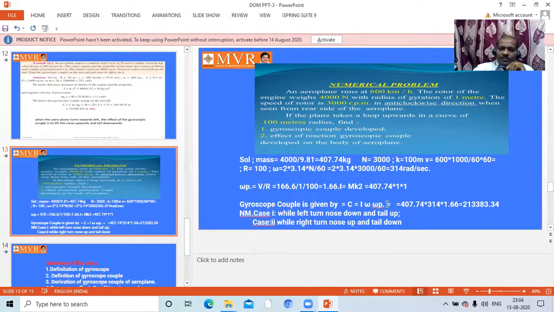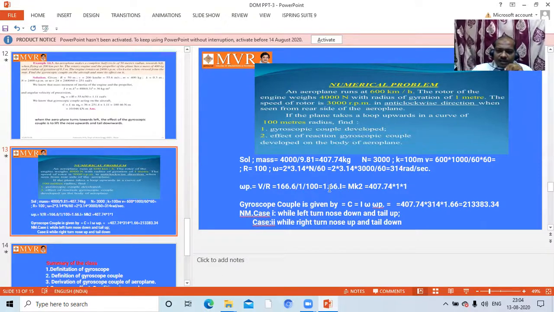Then omega. Omega is 2 pi N by 60. N is RPM, given as 3000. You substitute that value, you will get omega. Then omega p, that is angular velocity of precession, that is V by R. V is velocity, we have to give in meters per second, that's why convert kilometers into meters. And R is 100 meters. We are going to get the answer.